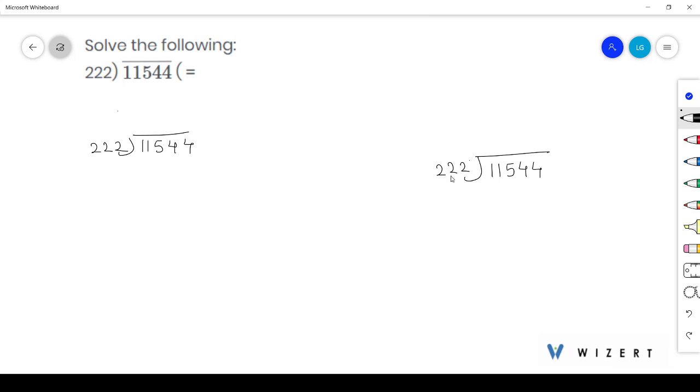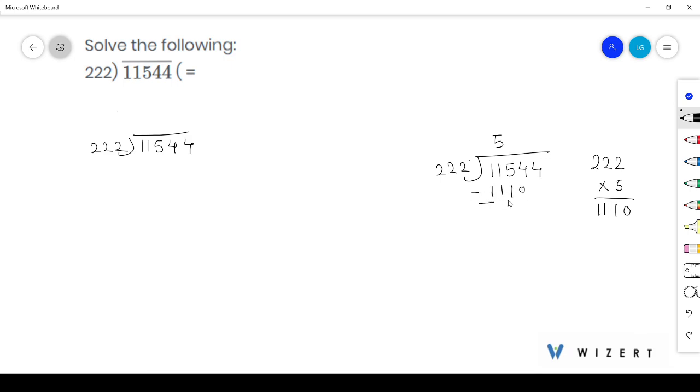11 is there and 2 is here. So before 11, 10 is there in 2's table, which is 5 times. So let us check 5. 222 into 5: 5 2s are 10, 1 carry forward, 5 2s are 10 plus 1 is 11, 1 carry forward, 5 2s are 10 plus 1 is 11. So we can take 5.